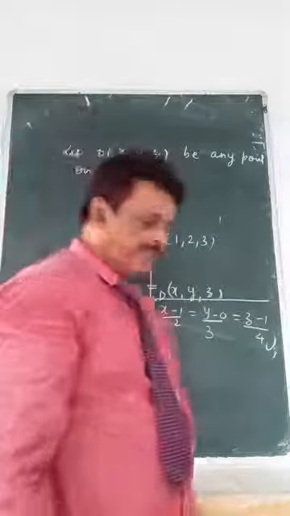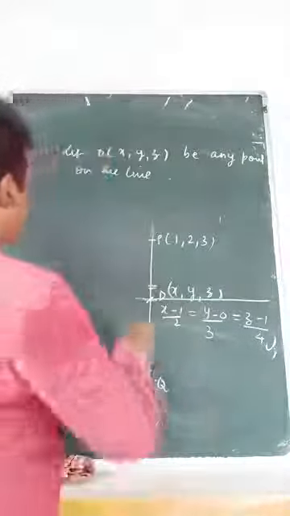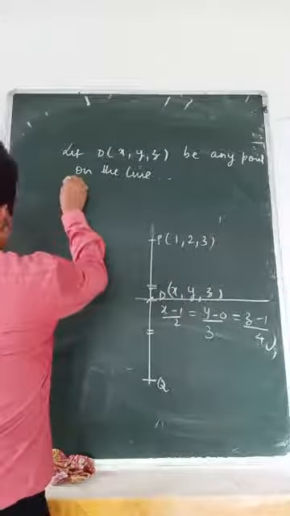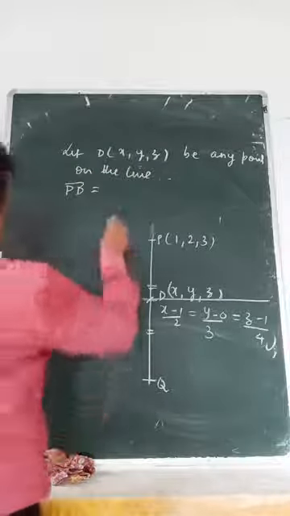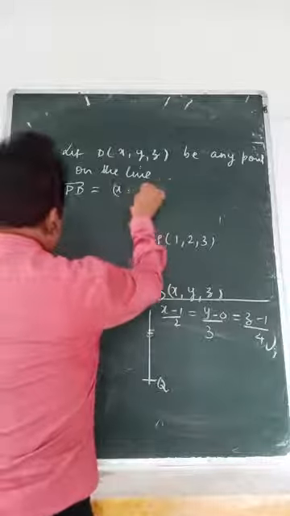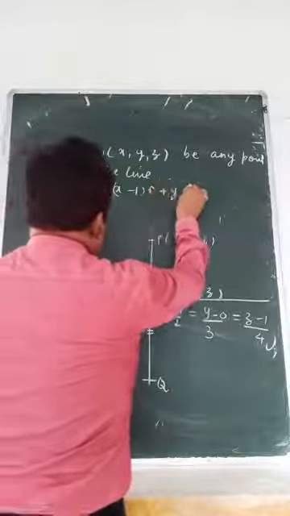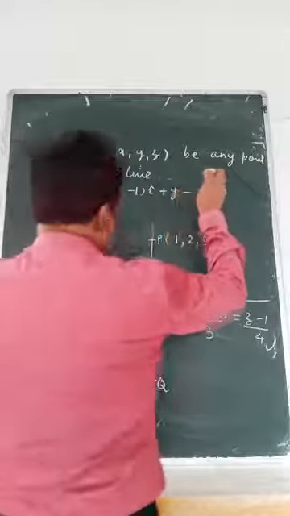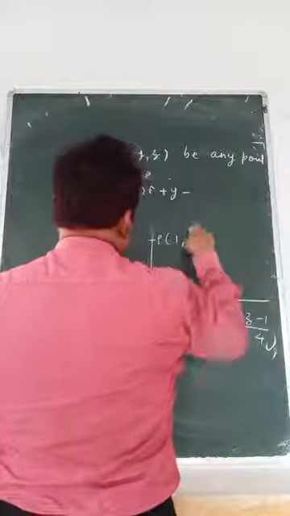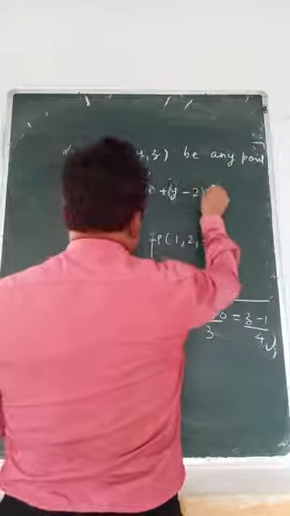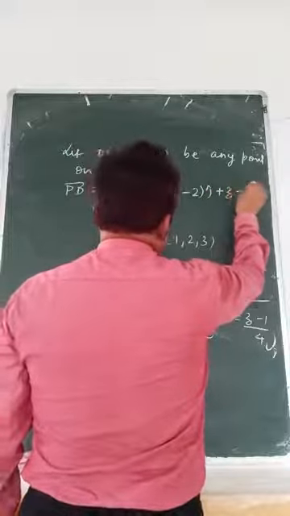Then what will be PD vector? PD vector equals (x minus 1)i, (y minus 2)j, (z minus 3)k.